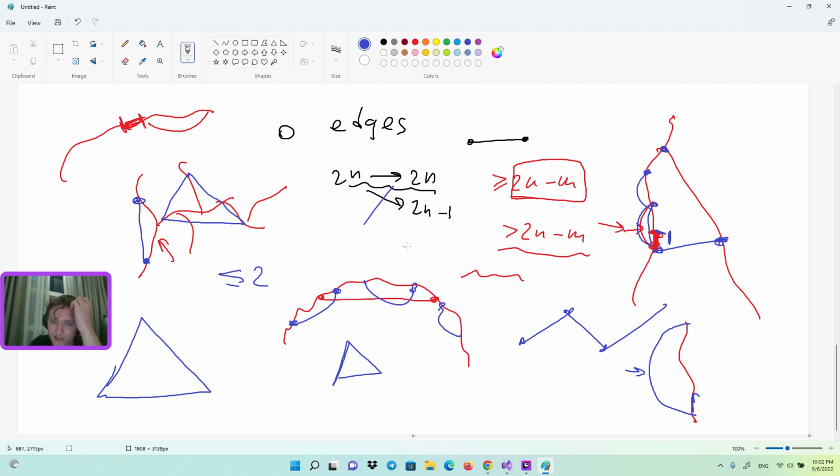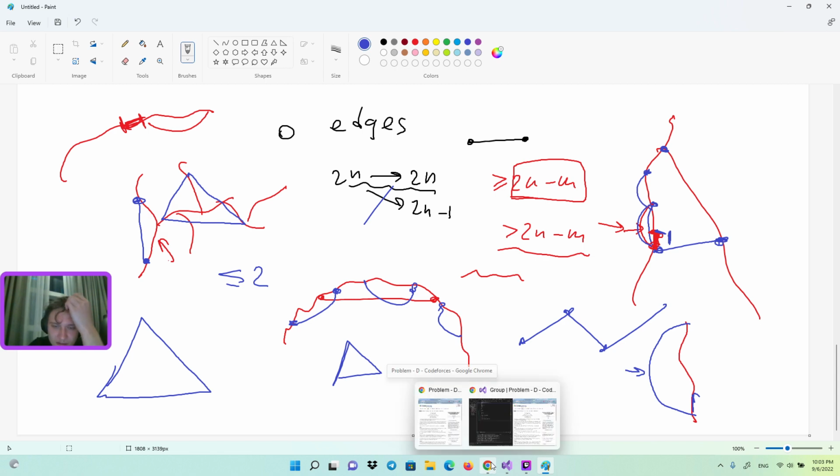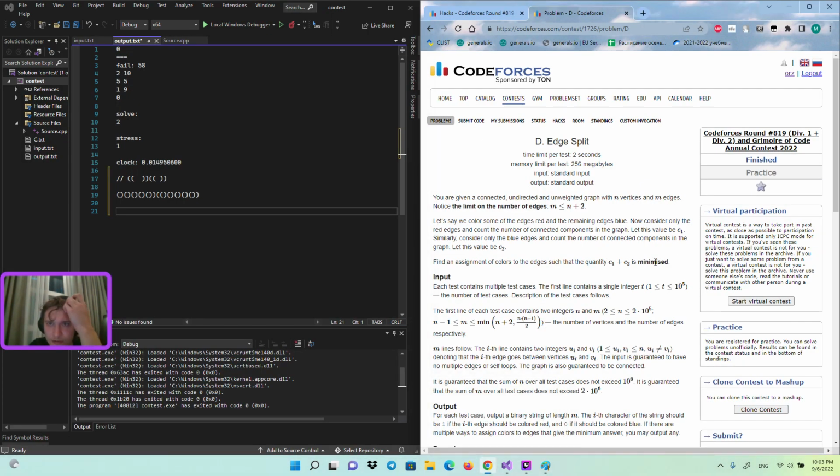So that is exactly what I did in my solution. I made a DFS tree, and if the blue edges form a triangle, then I just take the lowest vertex and replace one of the blue edges with the red edge. And the red edge is just an edge to the parent. I just swap them in the blue and red graphs, and that works pretty well.